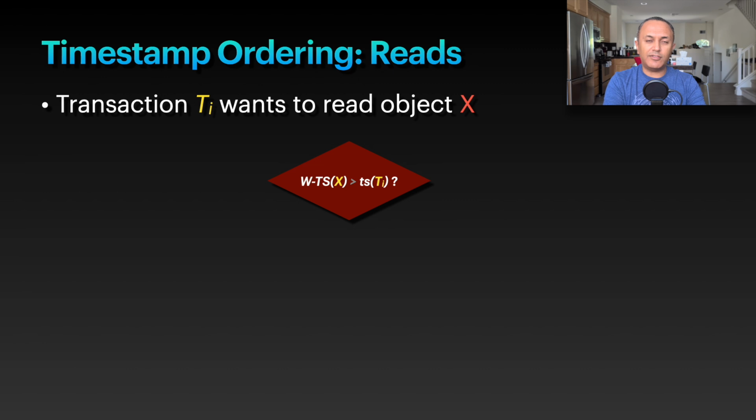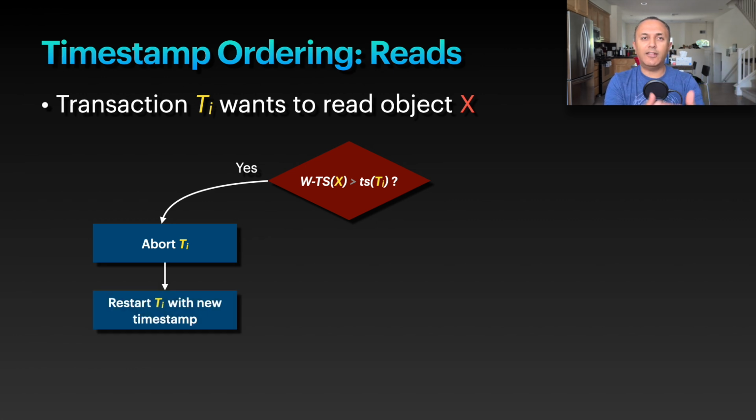So the write timestamp of X is the timestamp of the highest transaction that wrote X. So if that write timestamp is larger than that of Ti, the transaction that is trying to read X, this means that basically Ti is trying to read from the future, which we should not allow. So in this case, we will just abort Ti, and then we can restart it again. When it restarts, it will get a new timestamp. So most likely it will be able to proceed at that point.